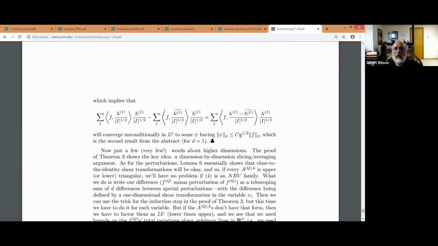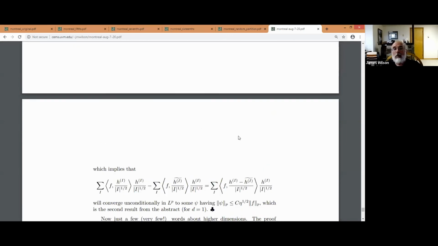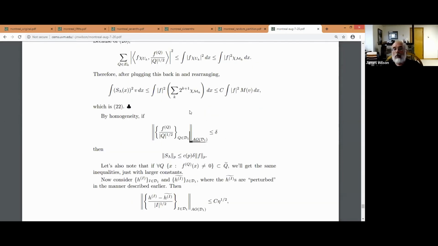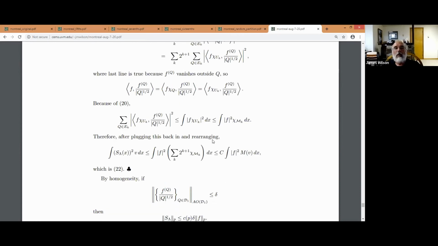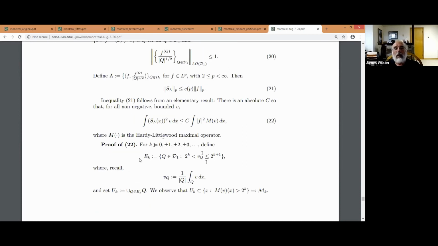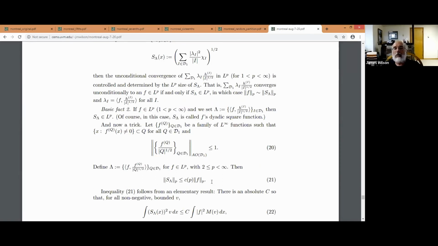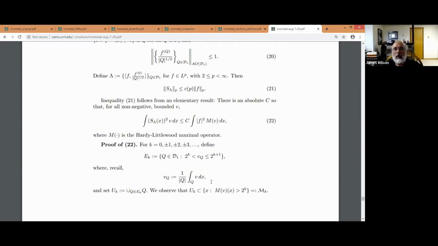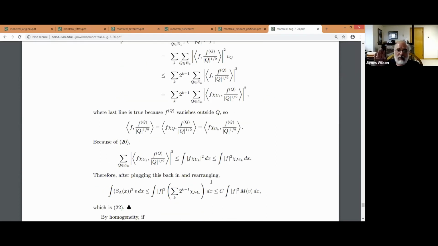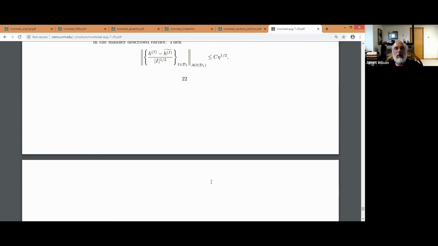Unfortunately, I would love to do this for p below 2, but to do that, I would have to have something like this for p less than 2. I don't know how to do that. I have control of this sort of almost orthogonal, NBV kind of square function for p bigger than 2, but not p less than 2. I don't know what to do with that. I've been batting my head about it for a long while.